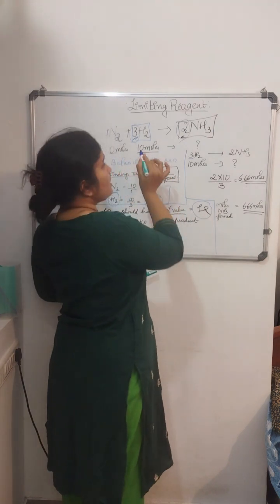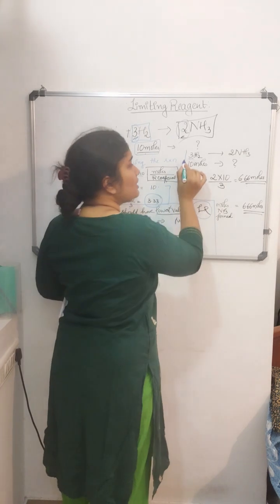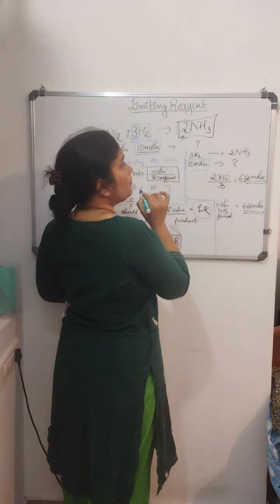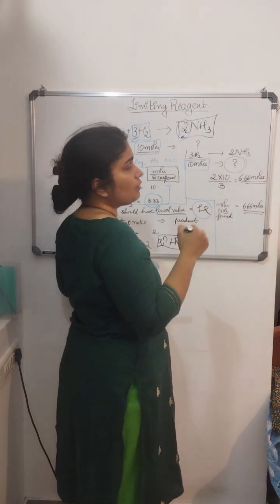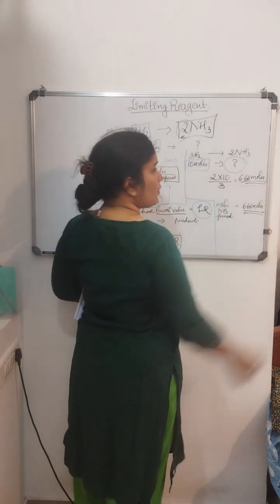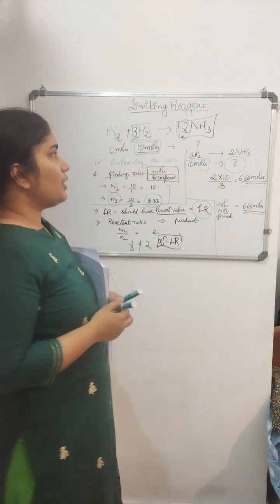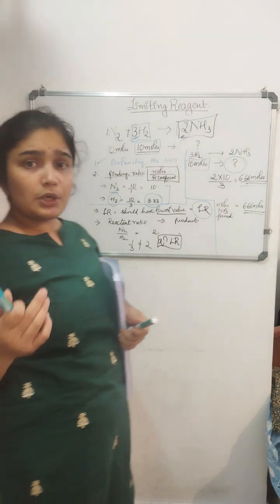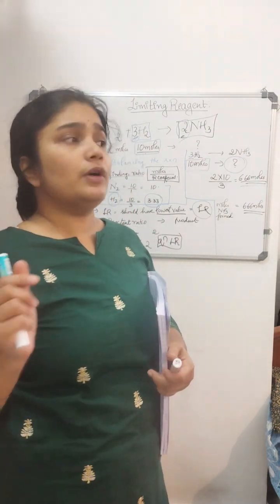And as the question suggests, hydrogen given to me is 10 moles. So 10 moles of hydrogen is going to give me how much ammonia? It's a simple cross multiplication which gives you 6.66 moles of ammonia as the product. So this is one kind of problem we solve using the concept of LR.